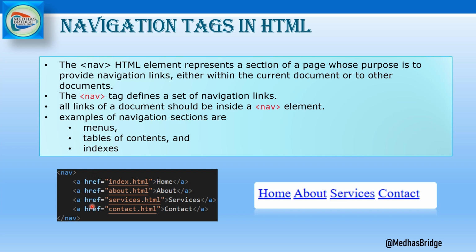If you look at these, these are the links, right? So all the links of a document should be inside the nav element. This is the root element, or rather the sub-root element nav, within which you have to provide the links. So this is the idea. When we have something like this in your code on a web browser, you could see what I am seeing on my screen: home, about, services, contact. Examples of navigation links are menus, table of contents, and indexes. For these we use navigation links in web page design. Got it?